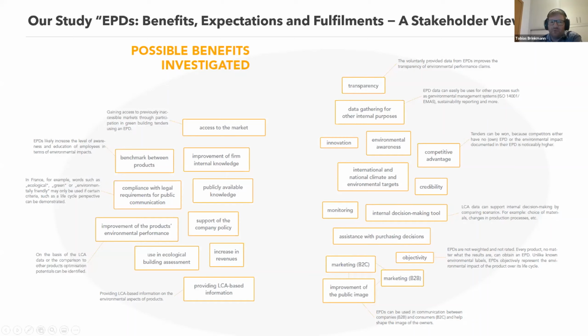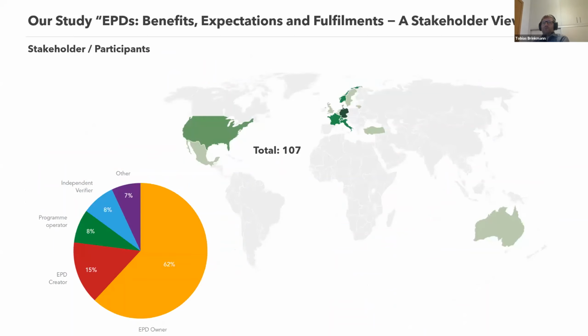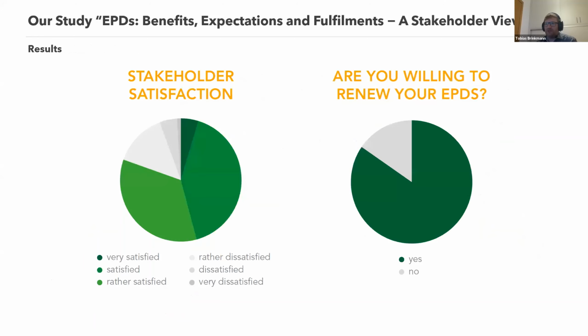And so we wanted to know what the expectations of the stakeholders were and how these expectations got fulfilled. We invited more than 1,000 stakeholders to participate in this survey, and more than 107 companies joined, which is quite a high number. So it also shows the interest in this topic of the EPD. And now the results in a nutshell.